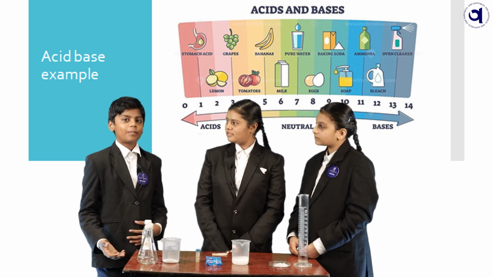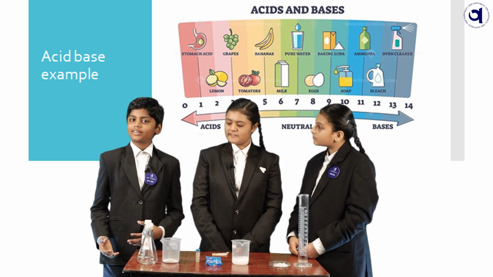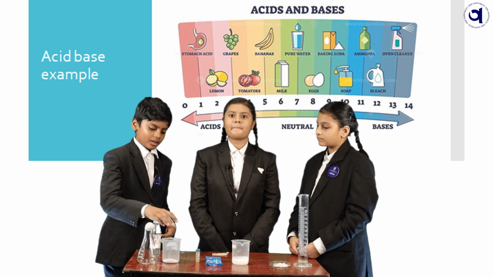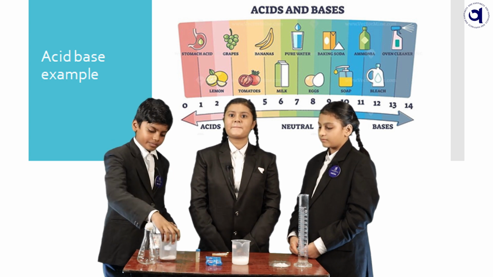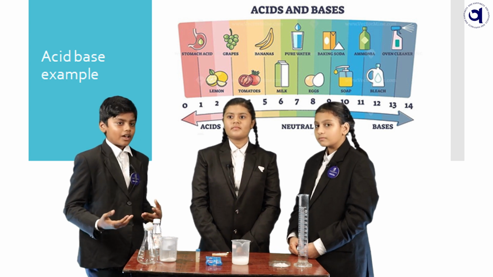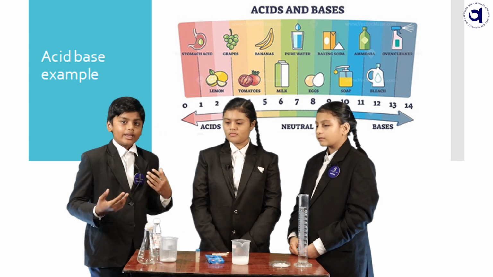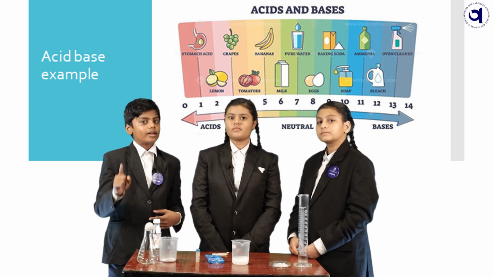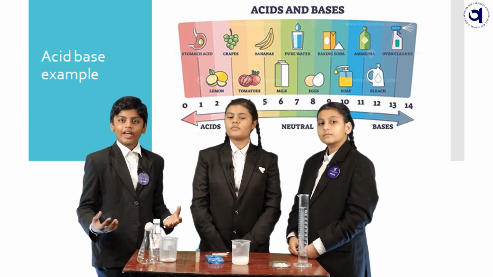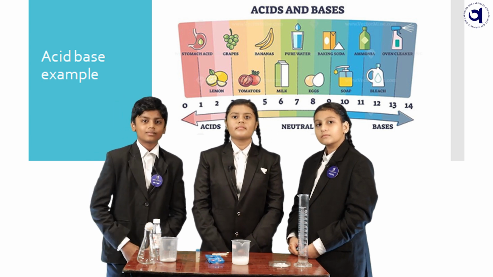Examples of acids and bases. Acids and bases are present in our daily life and we encounter them regularly. Some common examples of acids include vinegar, baking soda, and lemon, while bases are found in substances like soap. It is important to note that not all acids and bases are harmful or dangerous. In fact, some are used for biological processes and industrial applications.